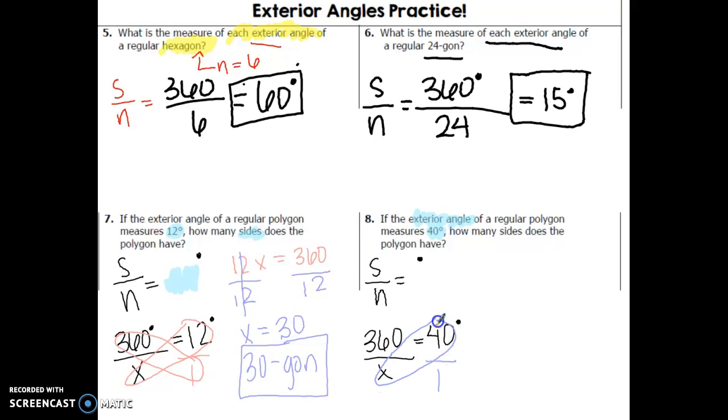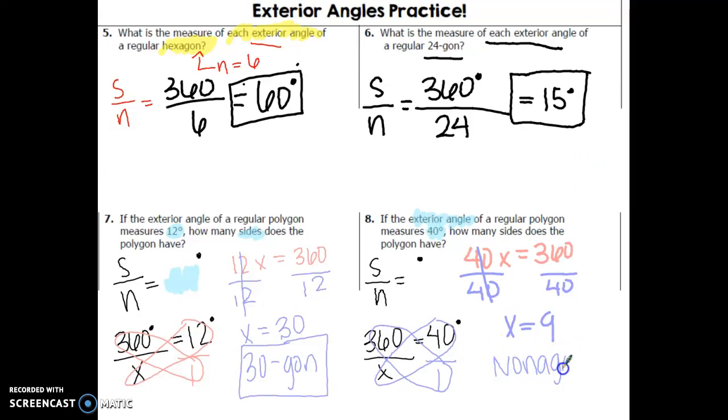We're going to cross multiply. So that would be 40x equal to 360. Divide both sides by 40. And you end up getting x is equal to 9. So we have 9 sides. That's a nonagon. That's 9 sides. And that is our answer.